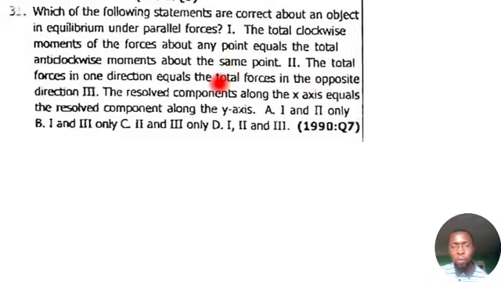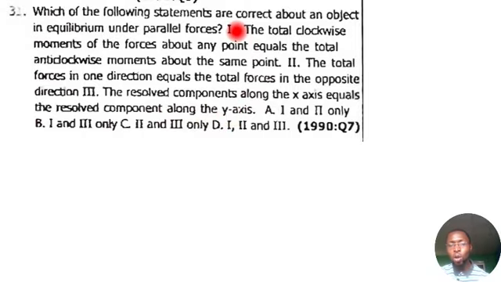Two: the total forces in one direction equal the total forces in the opposite direction. It's also true. This is another way of saying that the total force acting must be zero. So it's either you say that the total force acting must be zero, or you say the total force in one direction must be equal to the total force in the opposite direction. It's the same thing, just like the first one. And the third one says the resultant component along the x-axis equals the resultant component along the y-axis. That is not true. They cannot be equal.